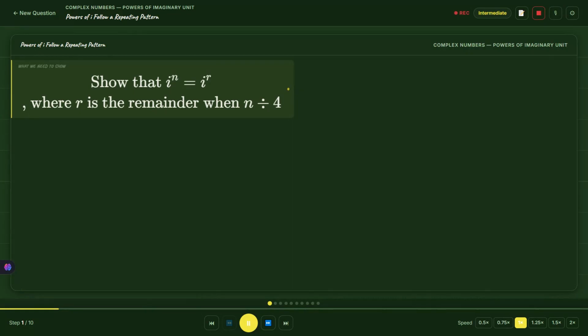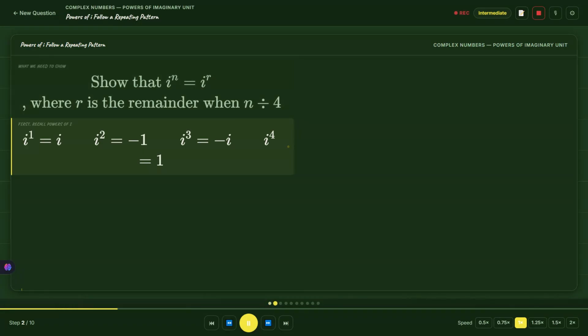Here is our problem. We need to show that when we find any big power of i, we can use a simple trick. We just split n by 4 and look at the remainder. Let's start by remembering the first 4 powers of i. i to the power 1 is just i. i to the power 2 is negative 1. i to the power 3 is negative i. And i to the power 4 comes back to 1.